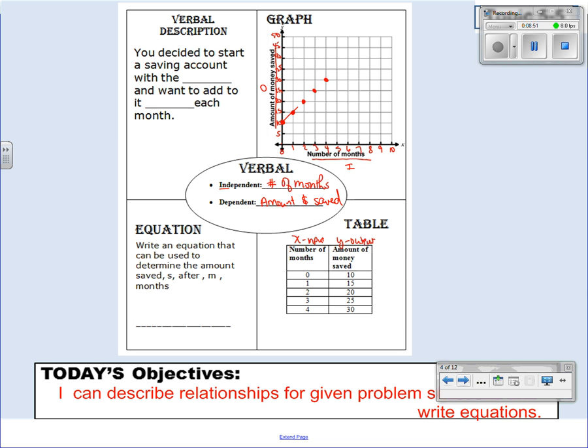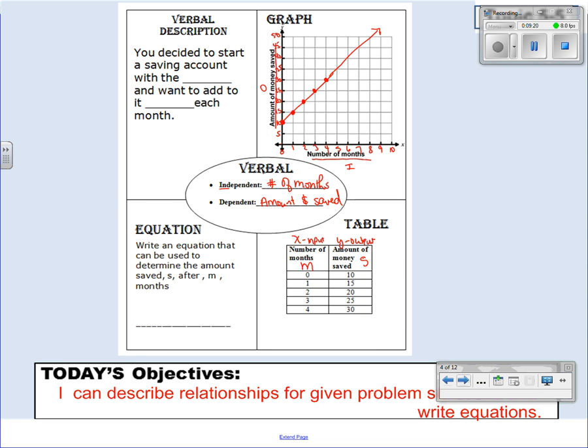Again, you can use your ID in order to draw a straight line. We want to figure out the equation. So figuring out the equation, it can be determined with the amount saved S after M months. Right, so amount saved, that's our S. M is going to represent our months. I'm going to put that on my table.